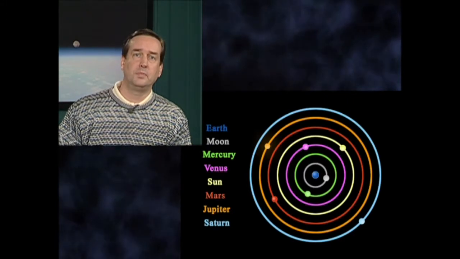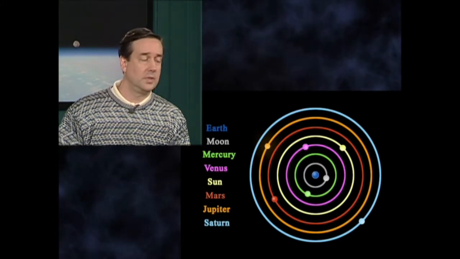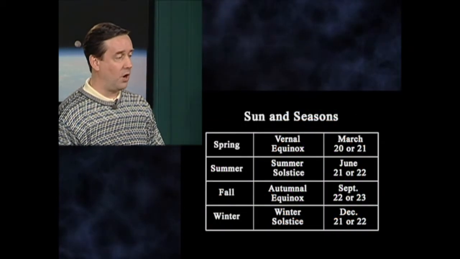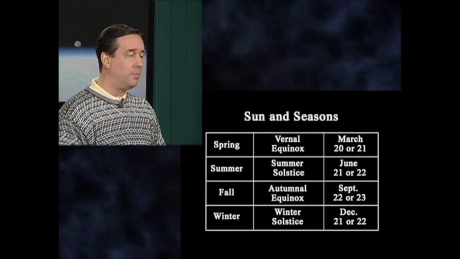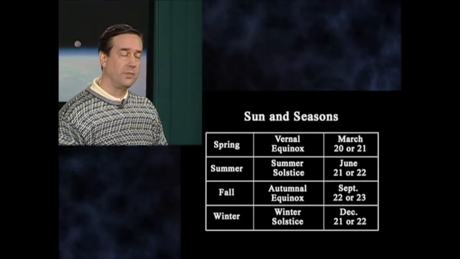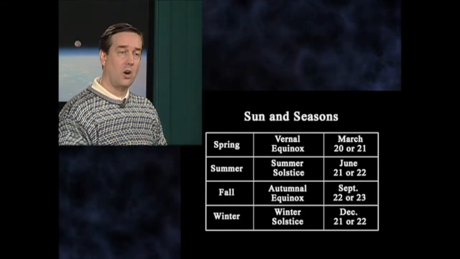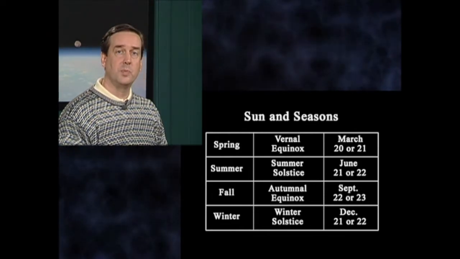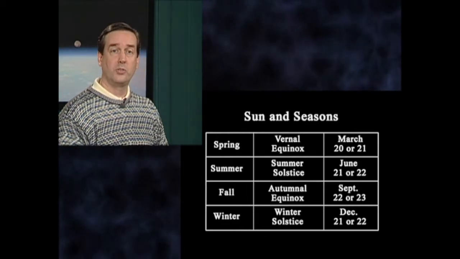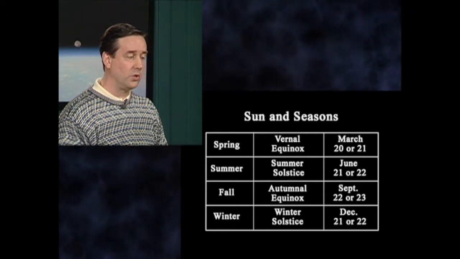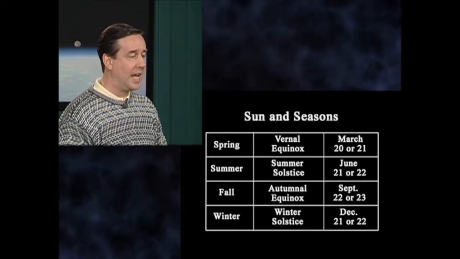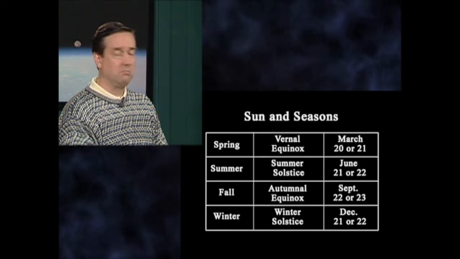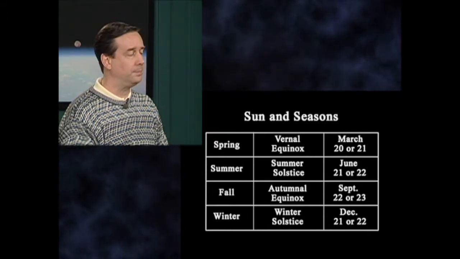The sun's motion can be measured by the seasons. And the seasons are basically spring, summer, fall, and winter. They are measured by the equinoxes and the solstices. The vernal equinox being the start of spring, the autumnal equinox being the start of fall, the summer solstice being the start of summer, and the winter solstice being the start of winter. And as you can see, they occur in March, June, September, December, approximately 3 months apart.